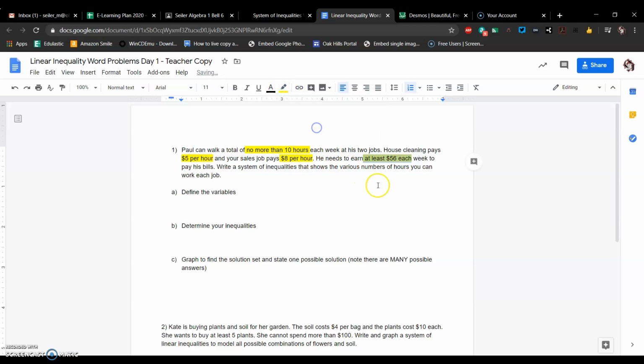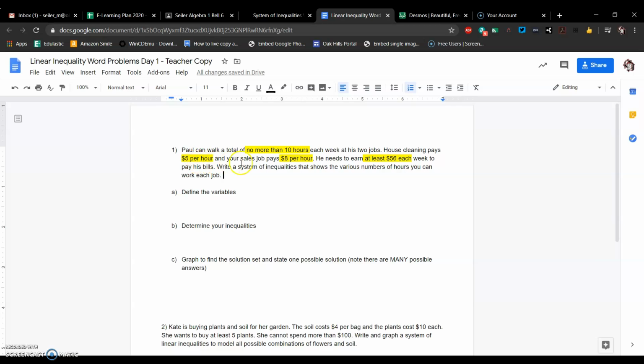So again, this is all about context. When we're talking about at least $56, we want to think about, can he make more than 56 or can he make less than 56? Well, since we're talking money that you're making from your job, usually you're going to want to make as much as possible. So again, we're going to write a system of inequalities that shows the various numbers of hours you can work at each job.